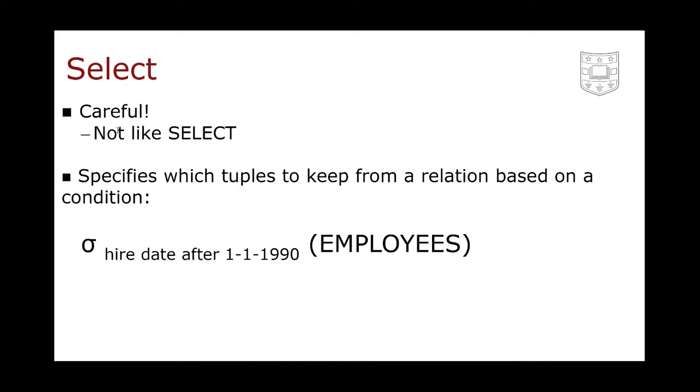The select relational algebra operation specifies what tuples from a relation we want to keep based on some condition. The way that we might see this written out in an algebraic form, I see the Greek letter, that's a lowercase sigma, I believe. And then I see some condition, hire date after January 1st, 1990, or hire date greater than January 1st, 1990, right? And then inside of the parentheses, I see the relation that I want this operation to be performed on. That is the syntax of using a select operation.